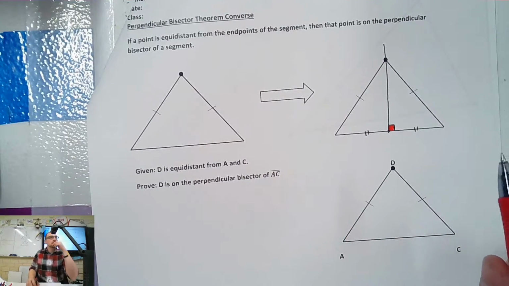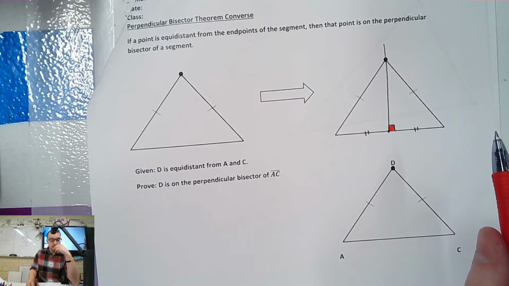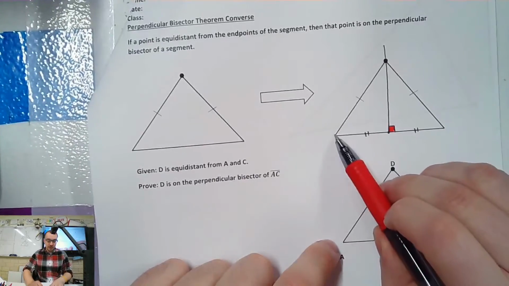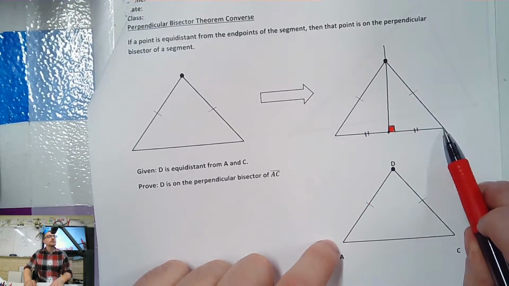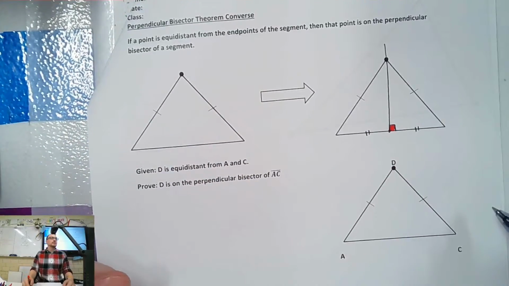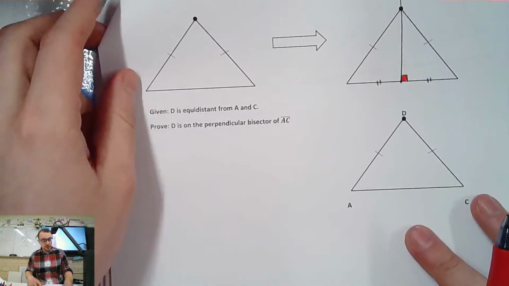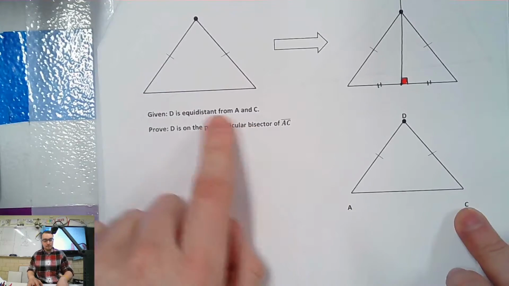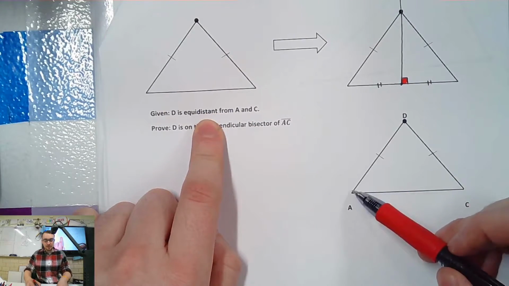So equidistant, does that mean it's equal from the sides? Yeah, equidistant, right? It's the same distance from this point and the same distance from this point. So if you have it equidistant, then it should be on the perpendicular bisector. All right, so we're going to prove that D is on the perpendicular bisector of AC. We're given that D is the same distance from A and C.